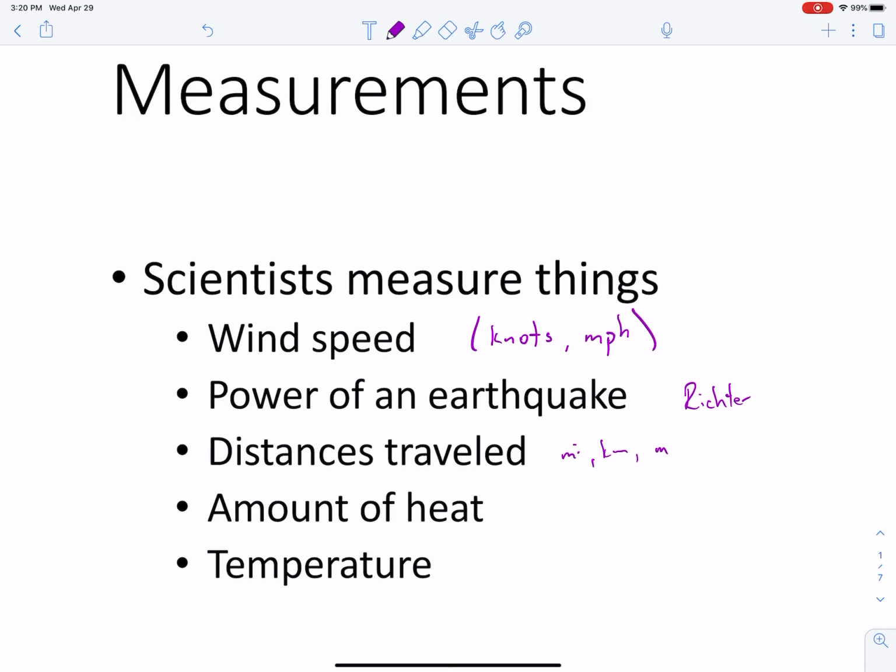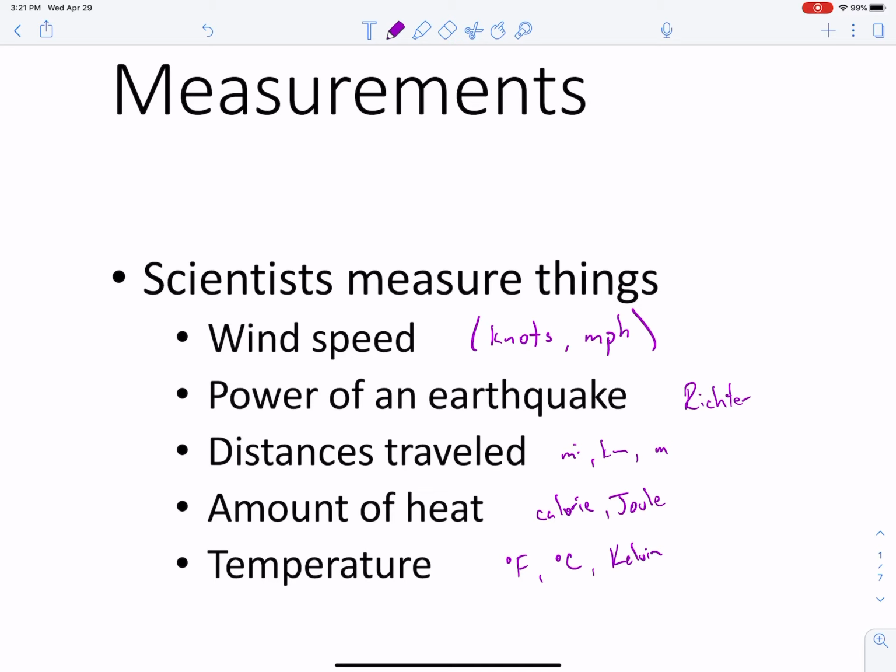It is measured in terms of something called a calorie or something called a joule. Heat is different than temperature. Temperature we can measure in degrees Fahrenheit, degrees C, or something called Kelvin, which is an absolute temperature scale.